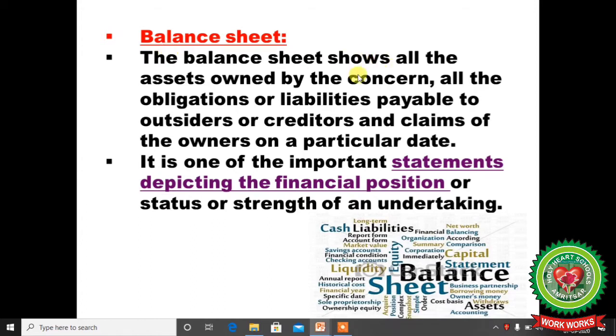Okay, the balance sheet shows all the assets owned by the concern, and all the obligations or liabilities payable to the outsiders or the creditors and claims of the owners on a particular date. It is one of the important statements depicting the financial position or the status or strength of an undertaking. So simply it shows the financial position. Whether the company's financial position is sound or not can be predicted with the help of the balance sheet.